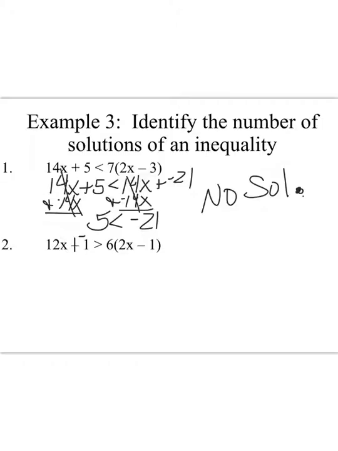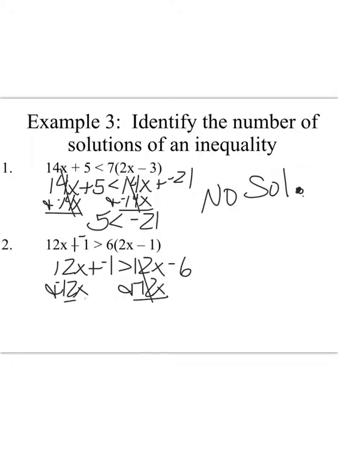Looking at the second problem, I am again going to distribute through my parentheses. So 12x plus -1 is greater than 12x plus -6. I'm going to add -12x to each side. My x's will cancel, and I end up with -1 being greater than -6. The value of negative 1 is in fact greater than the value of negative 6. So this is a true statement, so we're going to go with all real numbers.